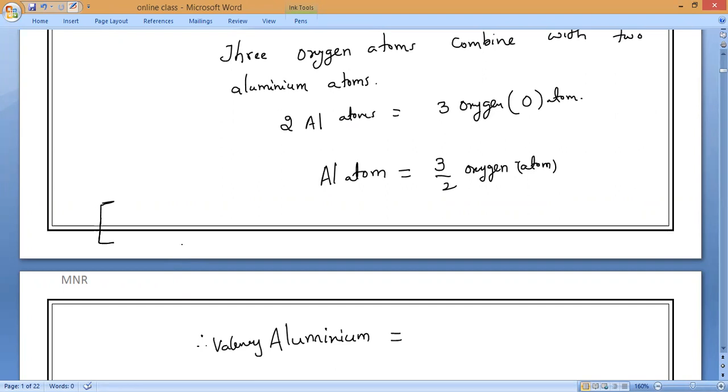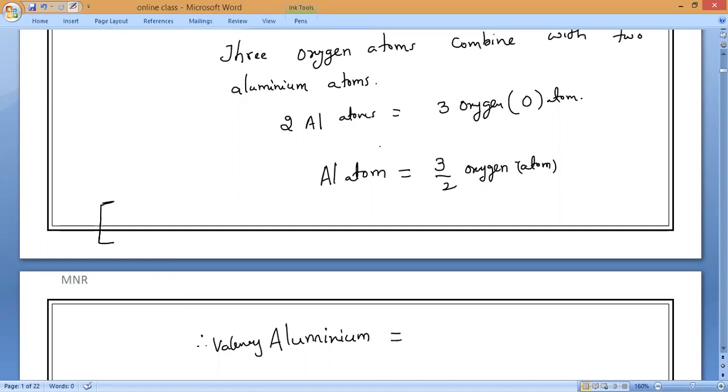The valency is twice the number of oxygen atoms combining with one atom of an element. One atom of an element.